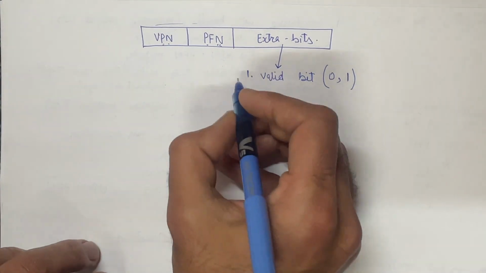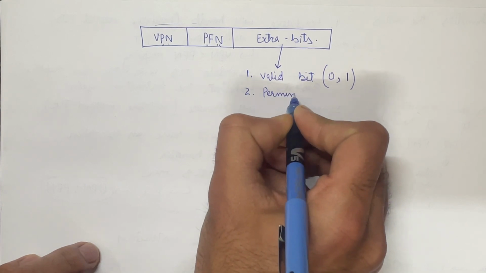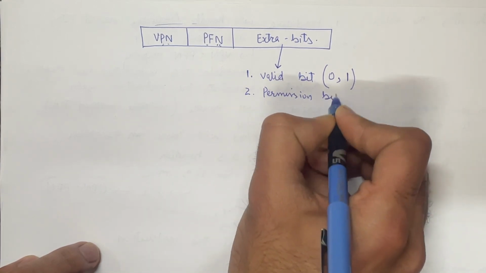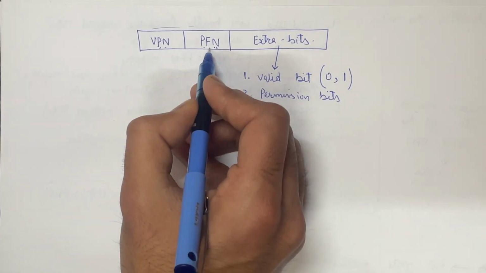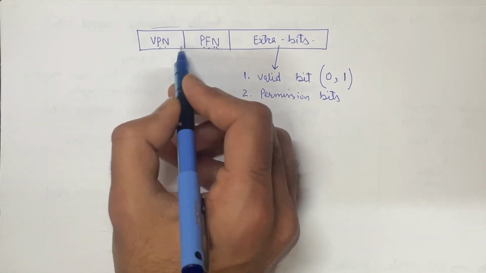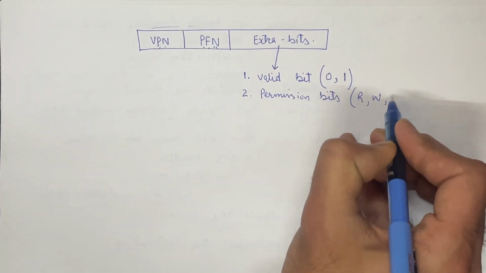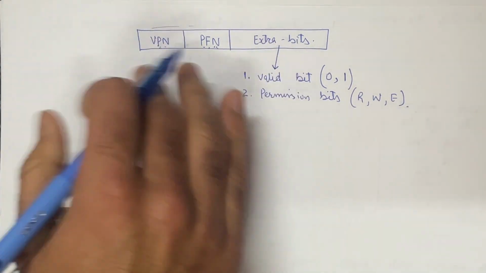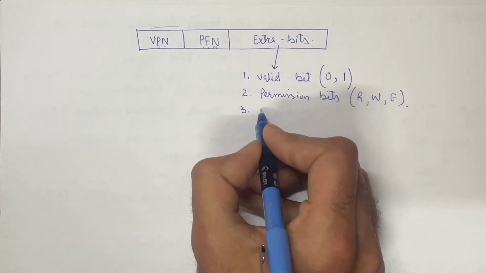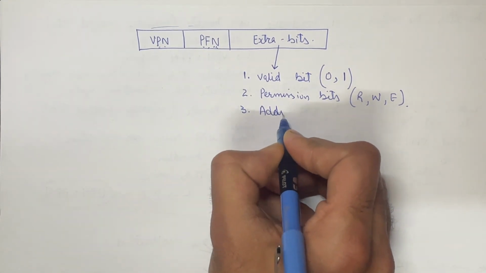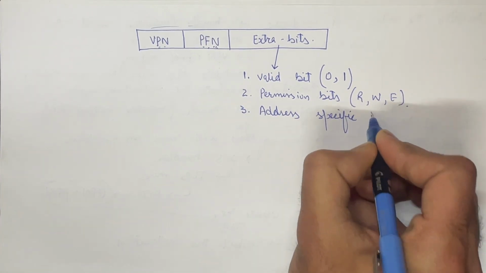There are some more extra bits, for example, permission bits. Permission bits mean that there is a mapping from page to frame, so whether this particular page or this particular frame is read only, write only, or executable. What are the features of this particular page? The third part that is stored in these extra bits is the application, or we can say address space specific identifier.